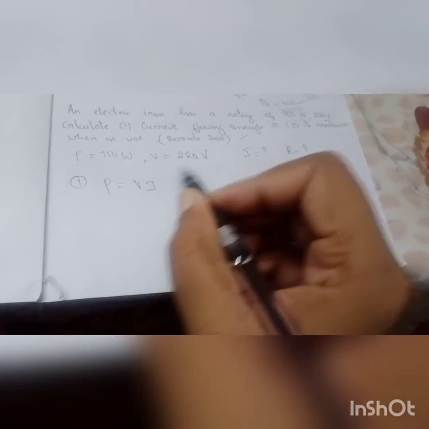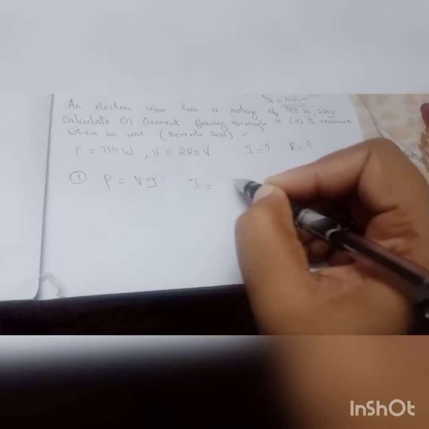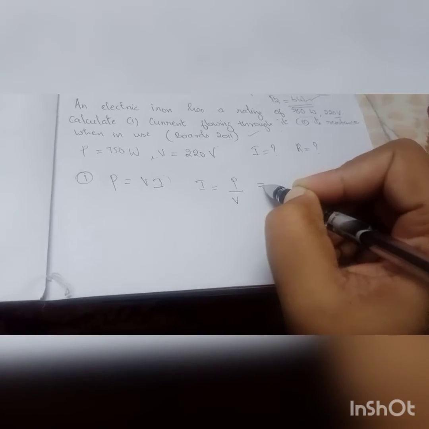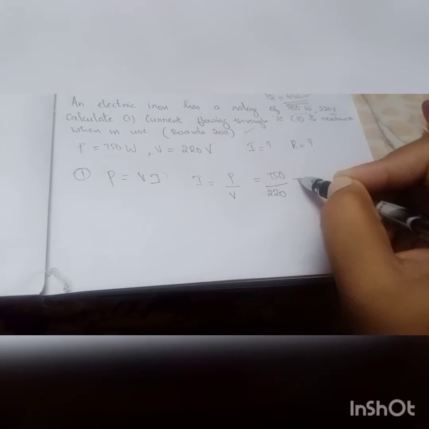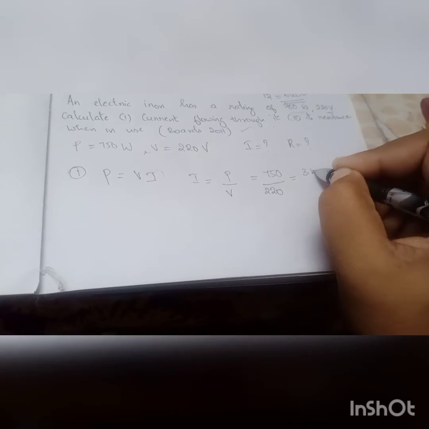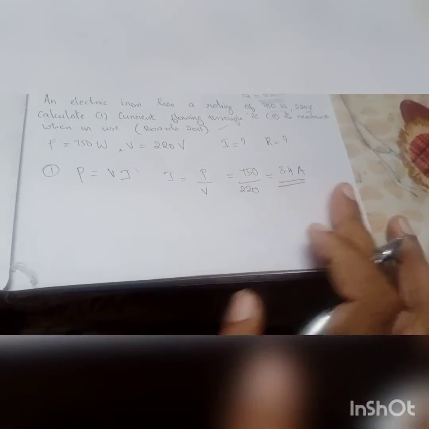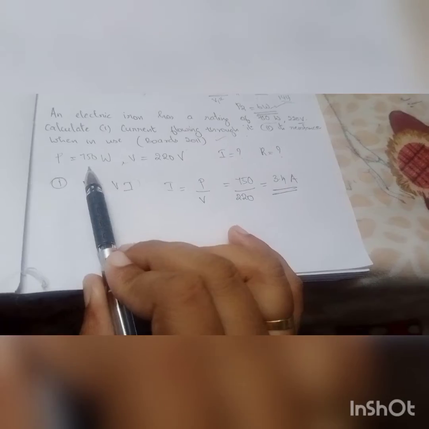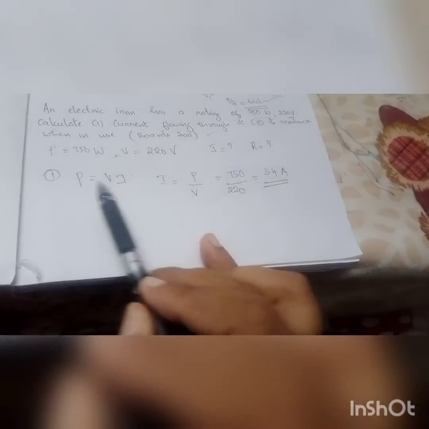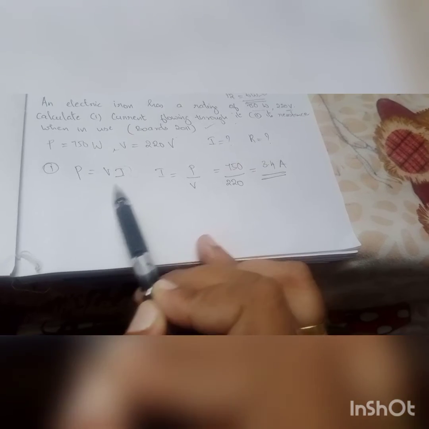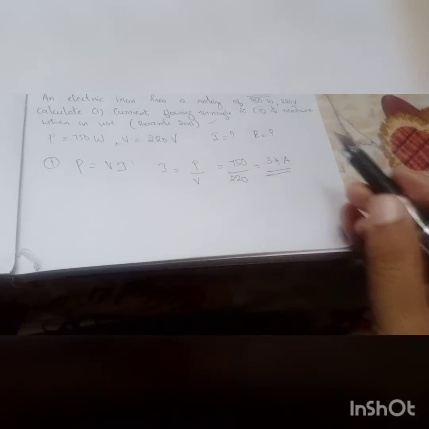First we need to find out the value for current. From this, I is equal to P by V. The value of P is 750 and the value of V is 220. When we simplify, we'll get the answer for current as 3.4 amps. Direct substitution, because the value of power and voltage is given. The first question is to find out the current. So P is equal to V into I, so I is equal to P divided by V. Direct substitution, we get the answer of current as 3.4 amps.